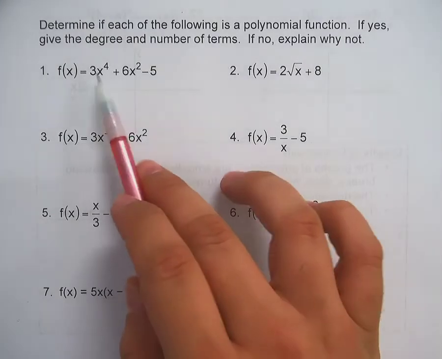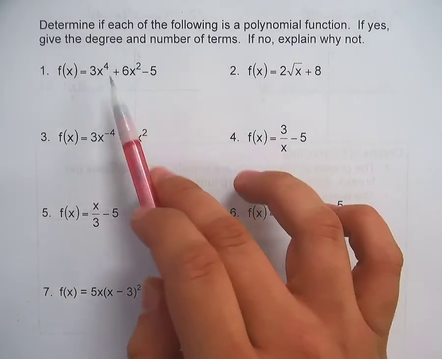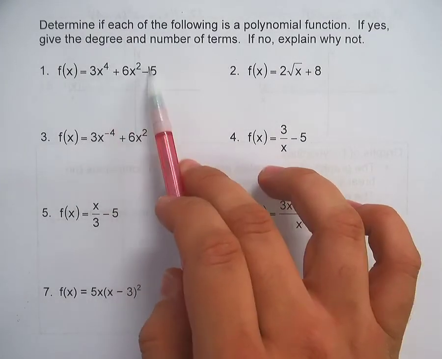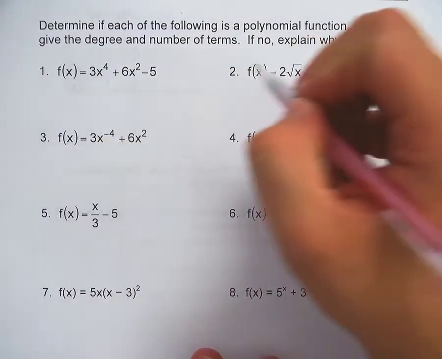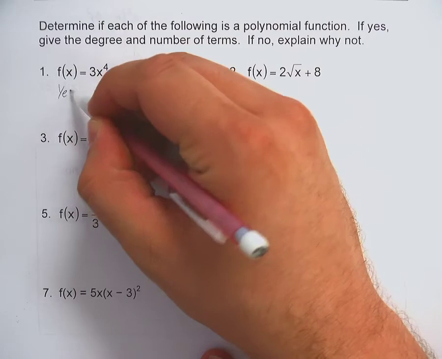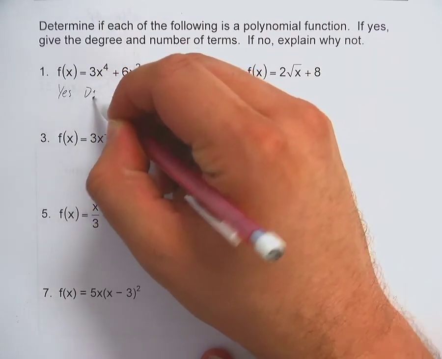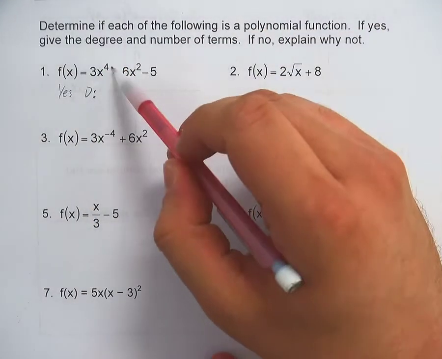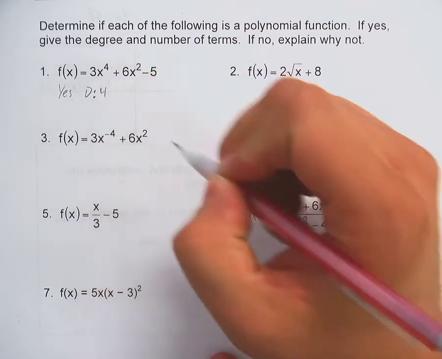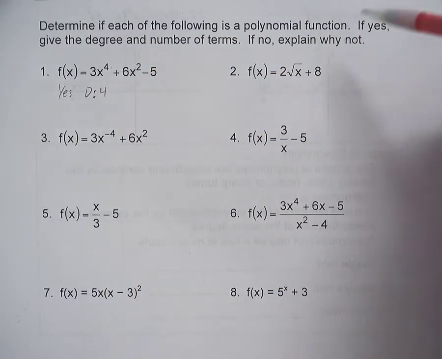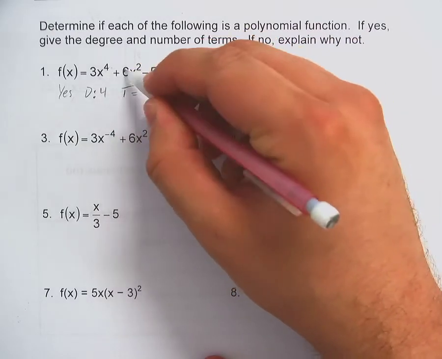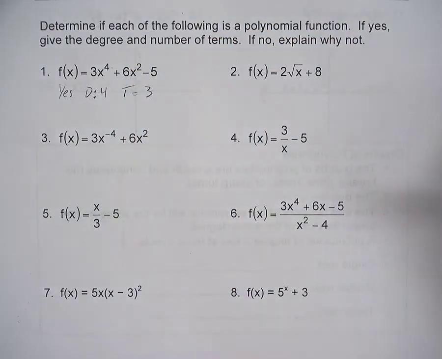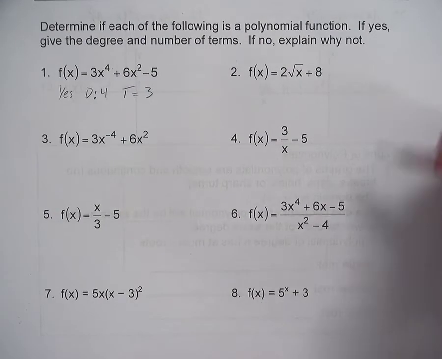So is the first one 3x to the fourth plus 6x squared minus 5. Whole number exponents. No negative exponents anywhere. So is it a polynomial? Yes, it is. It has a degree of 4. It's the highest exponent. And then it says give the number of terms. So this one has 1, 2, 3 terms. Remember, a term is separated by addition or subtraction.